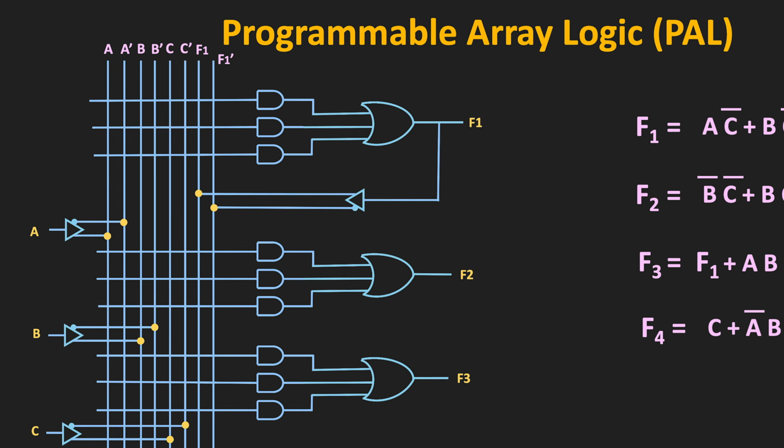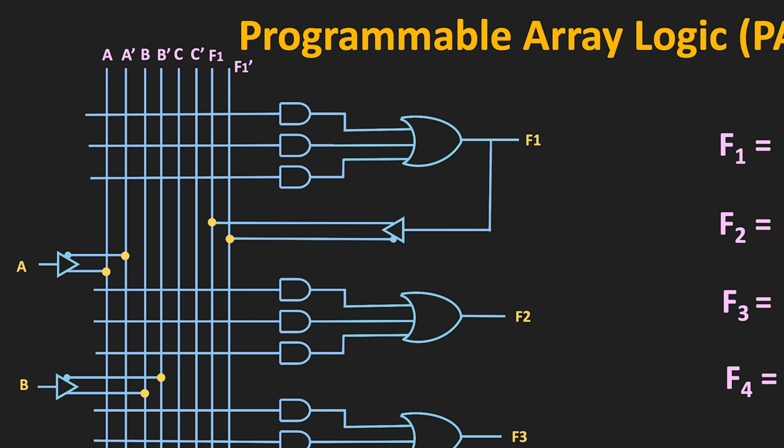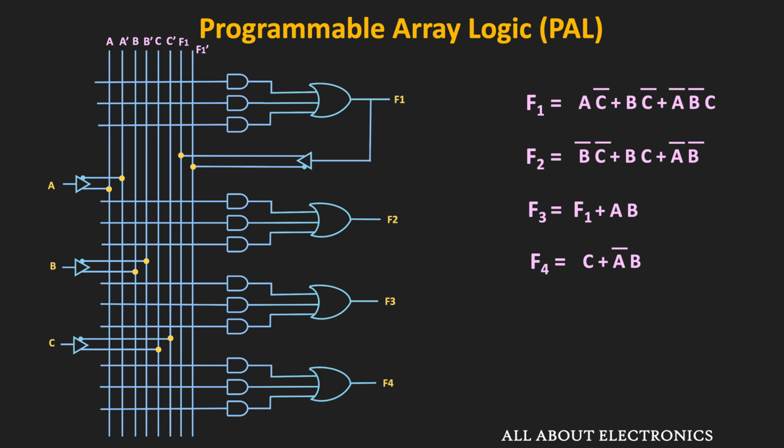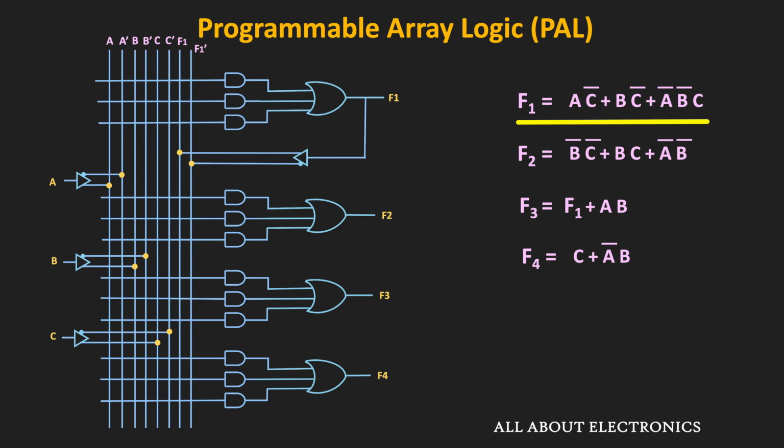So we know that in the given PLA, in one of the outputs, we have the provision to use the output as an input. So here, what we will do, we will implement the function F1 using the first output. And after that, we will use that output as an input to implement the function F3.